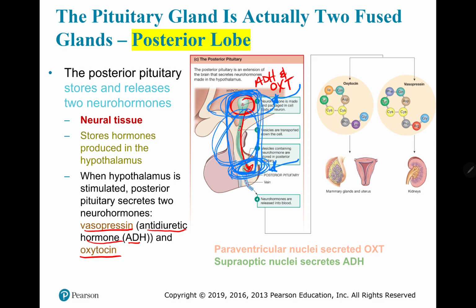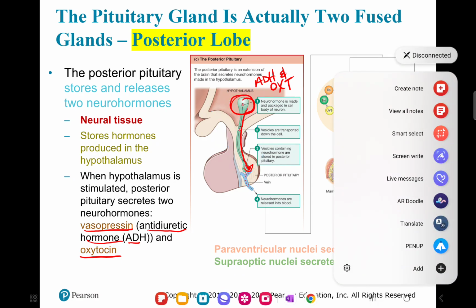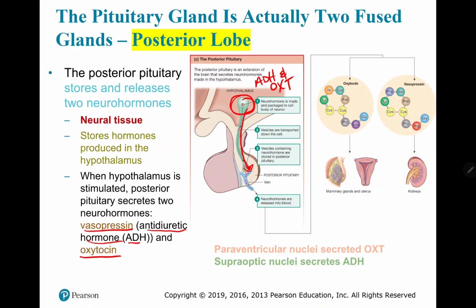Remember, oxytocin is important because it goes to the mammary glands for milk ejection. Not to be confused with prolactin. Remember, oxytocin is for milk ejection.